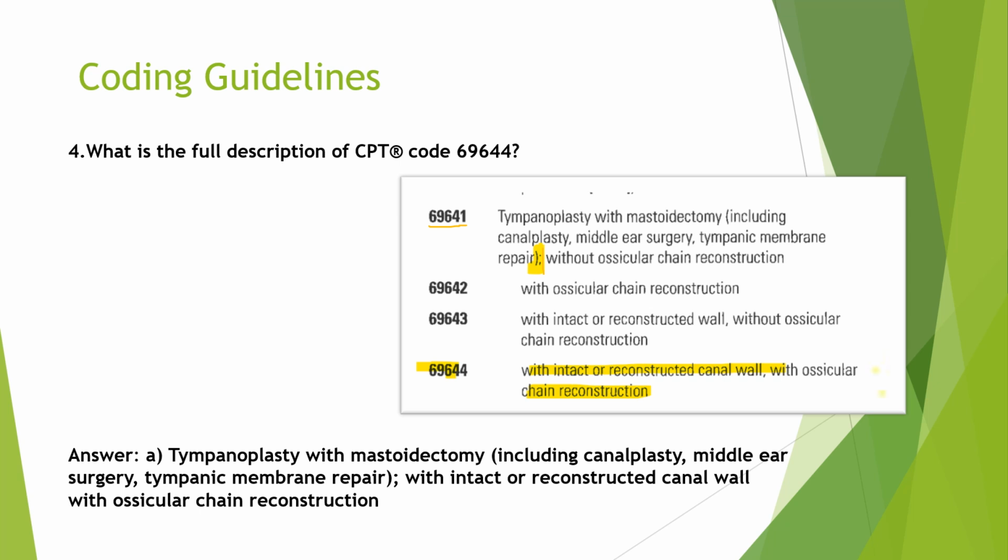69642 is with ossicular chain reconstruction, 69643 is without ossicular chain reconstruction, and coming to 69644, it is with intact or reconstructed canal wall and with ossicular chain reconstruction. These two are only regarding the reconstruction procedure, whereas 69643 and 44 are with intact canal wall. So for 69644, you have to take 69641 up to the semicolon, and then add this description. Then the overall description is this one. From the semicolon you have to add the other code's description.